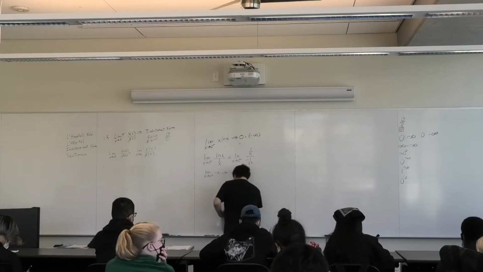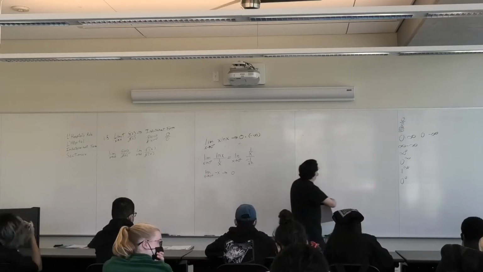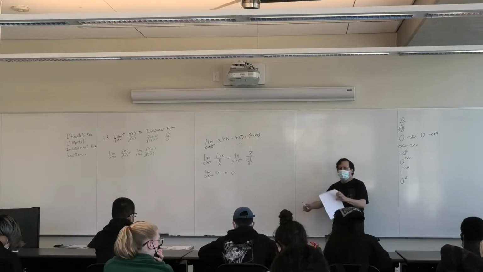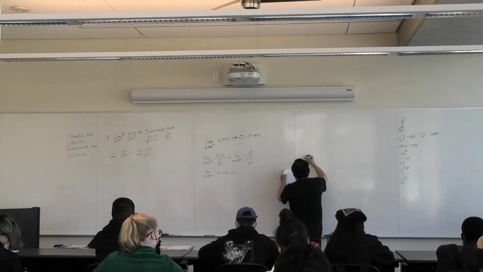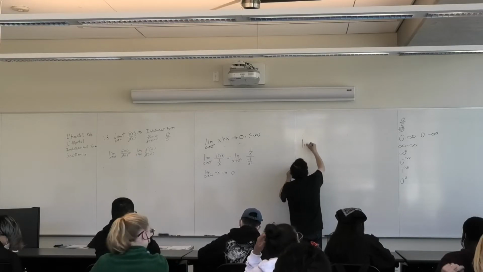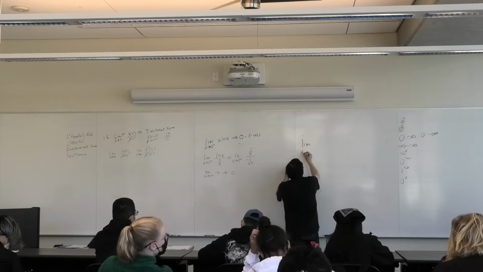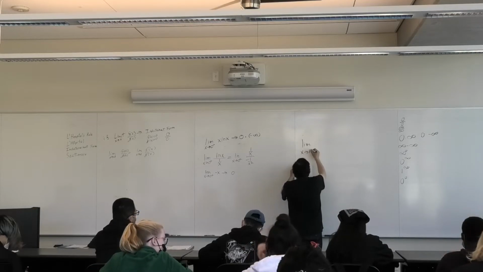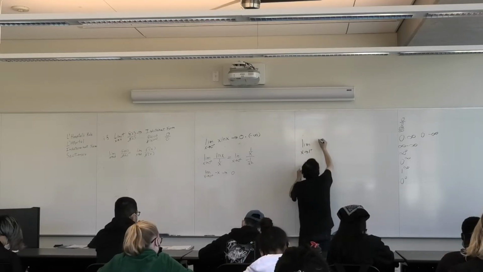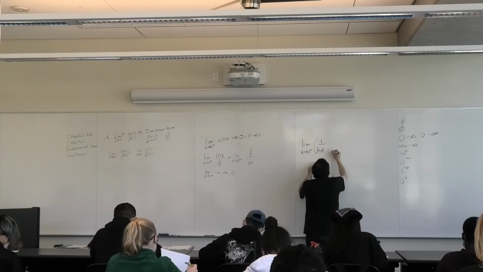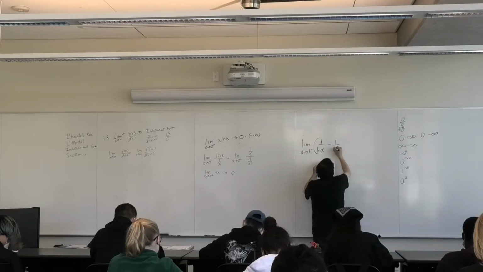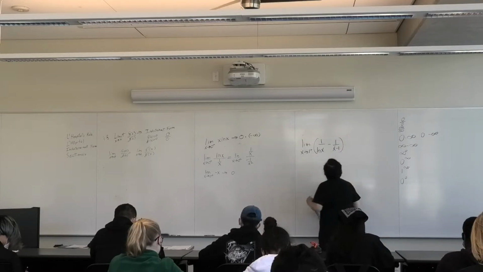So this next one is kind of like a magician, just pulling rabbits out of a hat here. The next trick: the limit as x approaches 1 from the right of 1 over log of x minus 1 over x minus 1.